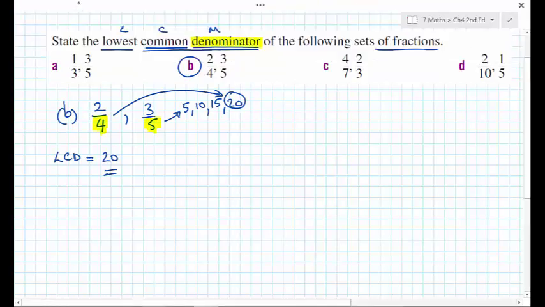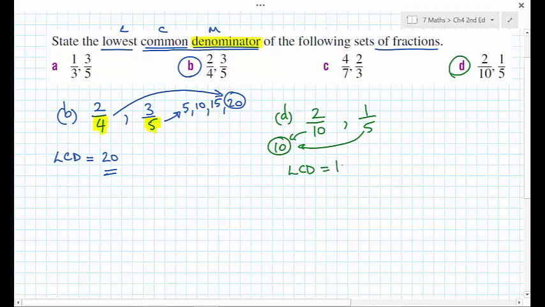Okay, so let's have a look at D. With D, I have 2 over 10 and 1 over 5. So again, all I want is the lowest common denominator. So here I've got 10. Well, I know that 5 can also go into 10. So my lowest common denominator in this instance will simply be 10.